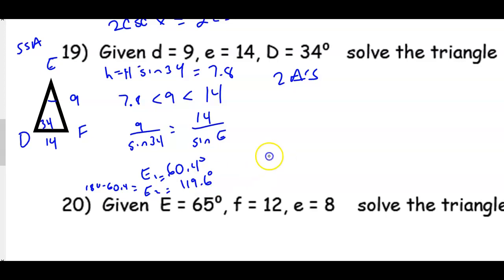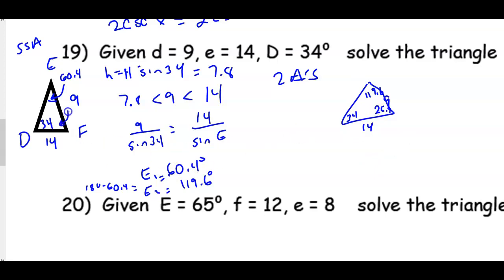Now, I just got to find, see, because here's the other triangle. I'm just going to set it up. All the values are the same, 34, 14, 9. So this E is 60.4, and this right here is 19.6. Alright, and now I do 34 plus 119.6, which is 153.6. And this angle right here is going to be 26.4.